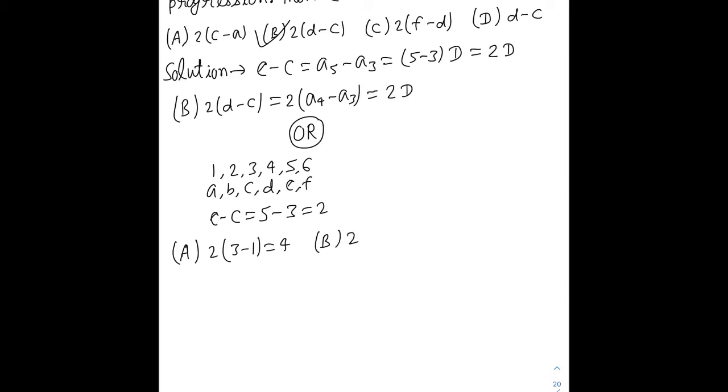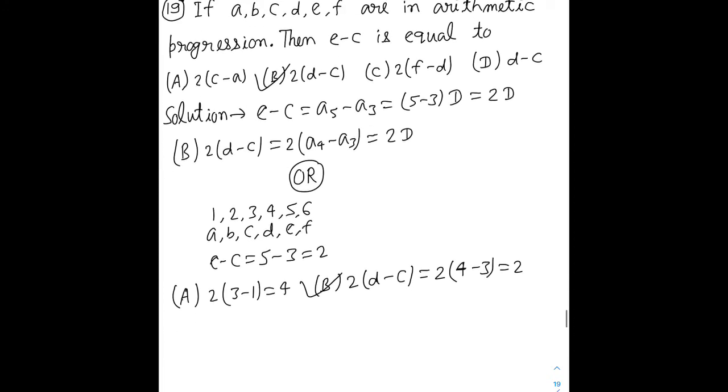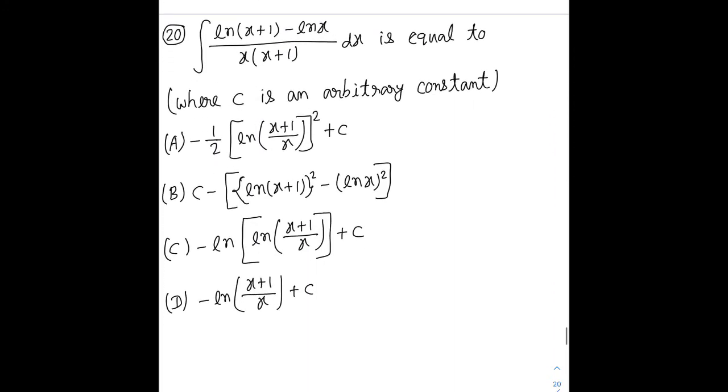The second option is 2 times D minus C. D is 4 and C is 3. So twice of 4 minus 3 is nothing but 2. So this is correct. Okay guys, then we'll move on to the next question, question number 20.